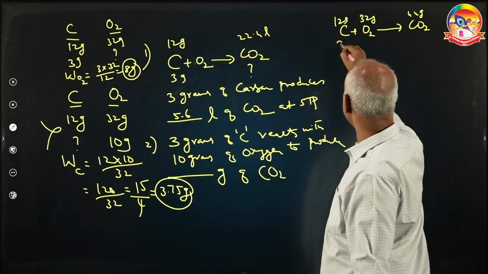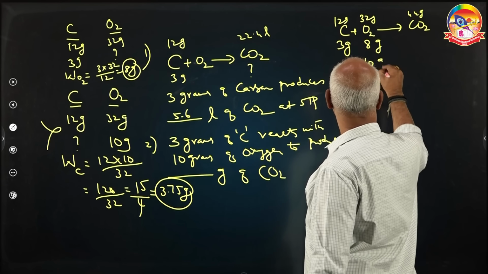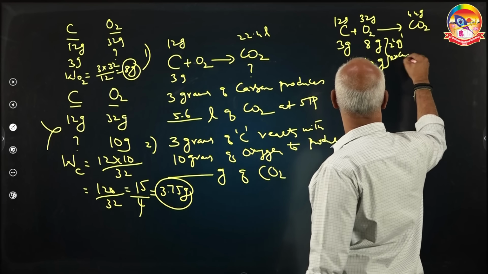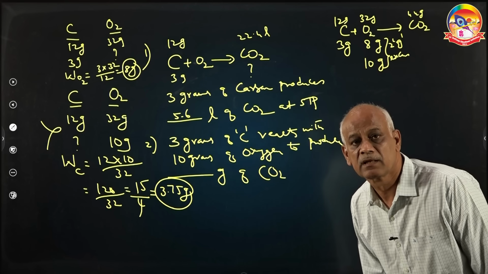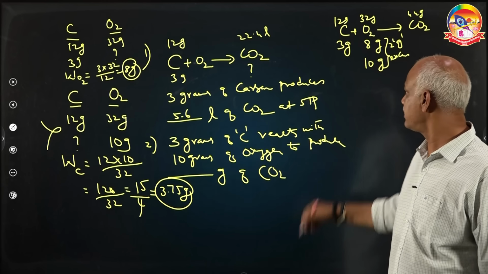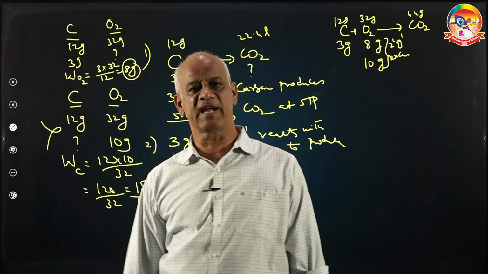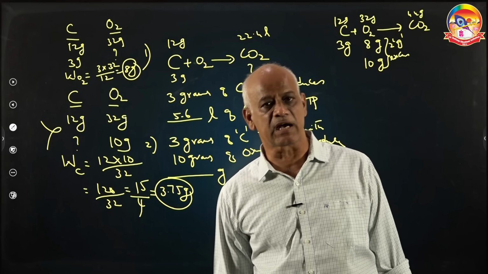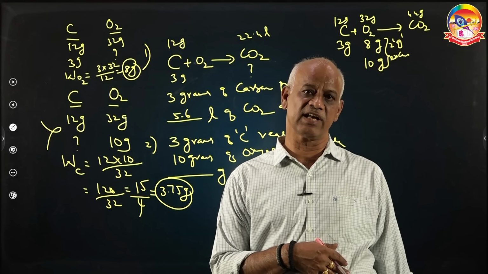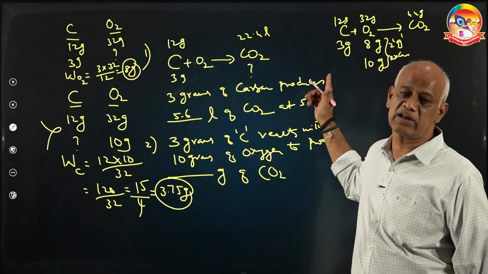Now, 3 grams require 8 grams, but we have 10 grams. So how many grams excess? 2 grams is excess. Did you understand how to identify limiting and excess reagent? In this case, the reactant which will completely react is carbon. It is called the limiting reagent. Oxygen is taken in excess. It is called the excess reagent. How much excess? I calculated 2 grams.